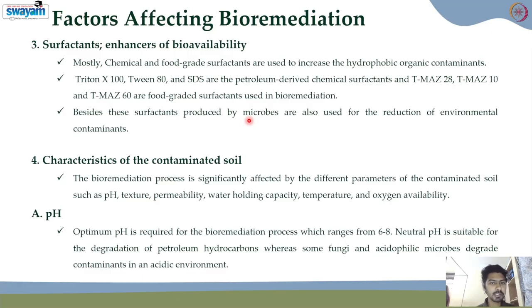And moreover, besides chemical and food-grade surfactants, surfactants are also produced by microbes. What happens? It helps in mixing the pollutant with the water so that microorganisms can attach to it and degrade efficiently. So surfactants play an important role in determining bioremediation, and we have three types of surfactant: one is chemical based surfactant, one is food grade based surfactant, and third is biosurfactant. So these are the surfactants and their importance in bioremediation.